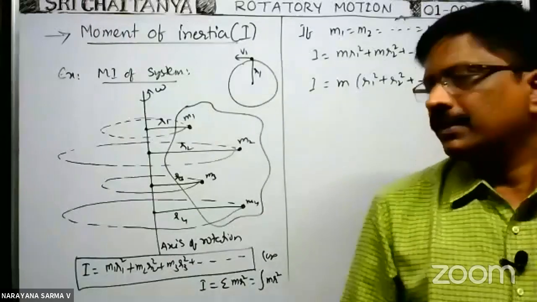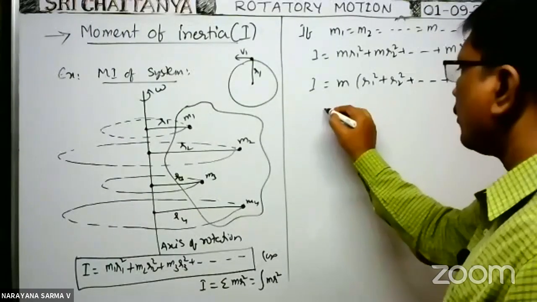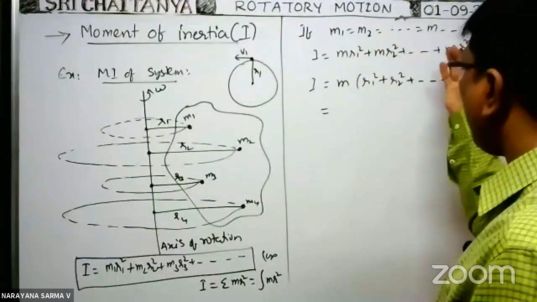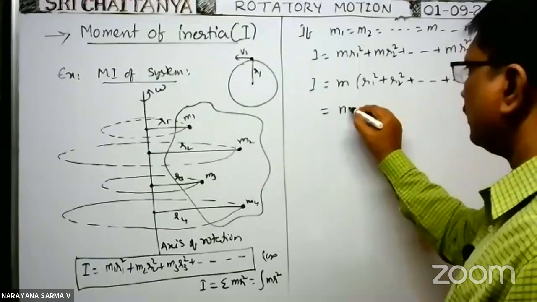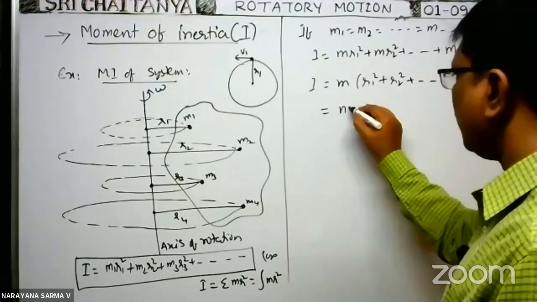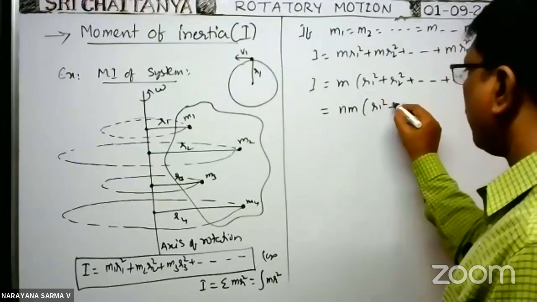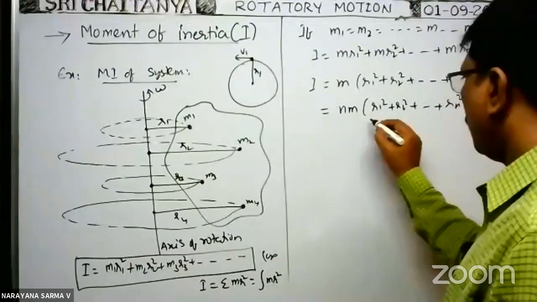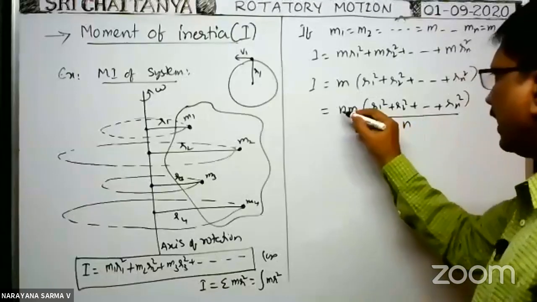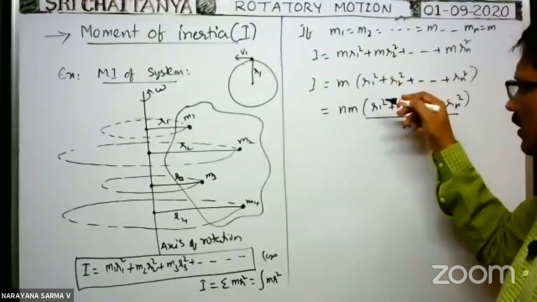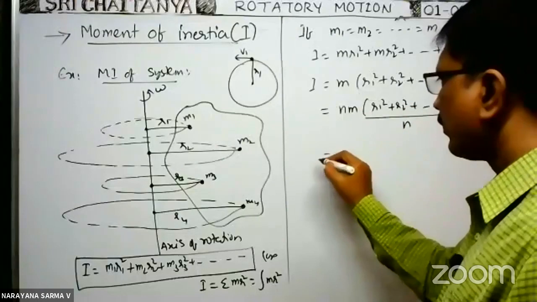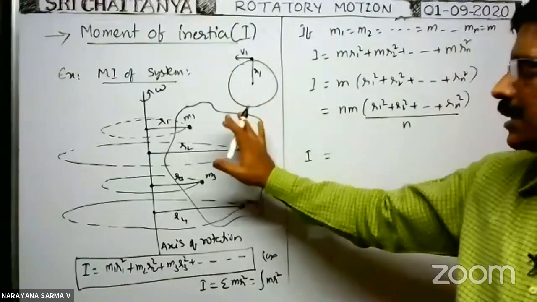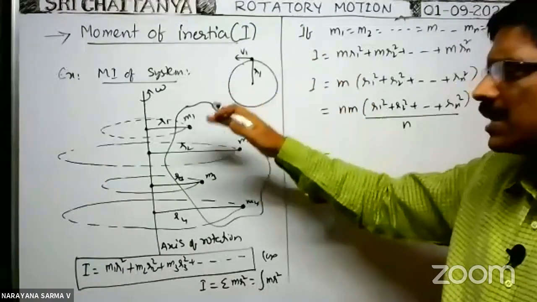Now this is equal to, you multiply with n and divide with n, because there are n particles. Then (r1 square plus r2 square plus and so on plus rn square) whole by n; because n cancels, again you will get the same formula. So this can be written like this. What is n into m? m is the mass of one particle in the system. n into m means the total mass of the entire system.